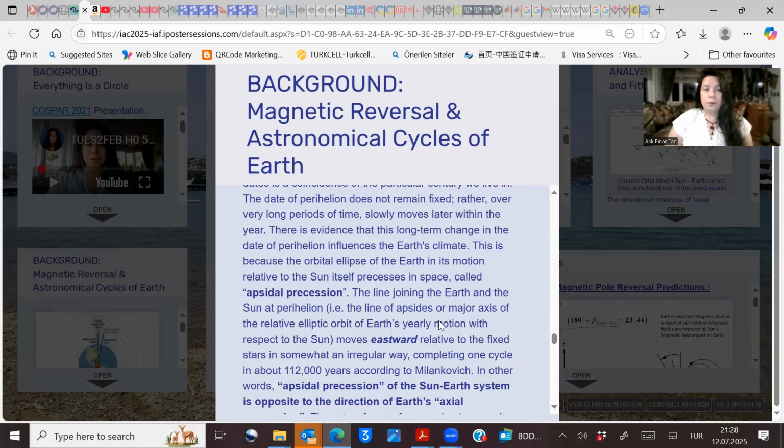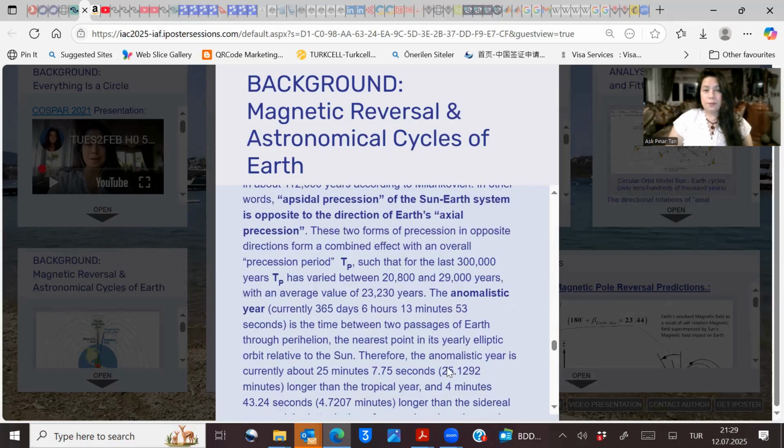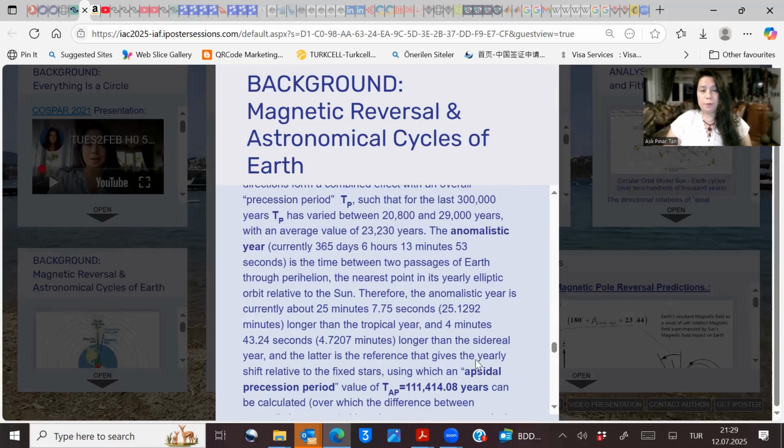The line joining the Earth and the Sun at perihelion moves eastward relative to the fixed stars in somewhat an irregular way. And it completes a cycle in various times, jointly with axial precession, a time period from 20,000-something to 29,000 years. And this is because there are various components affecting the perihelion of the relative Sun-Earth ellipse. And I am able to explain this with my circular orbit model.